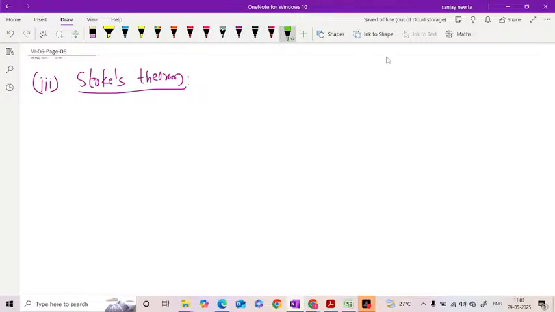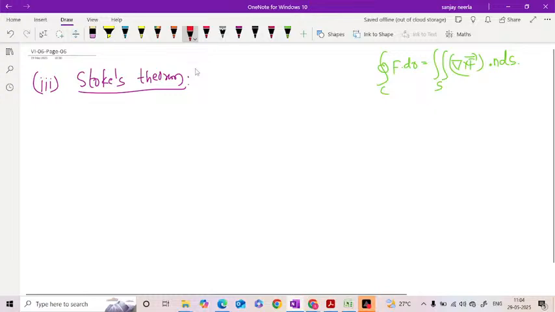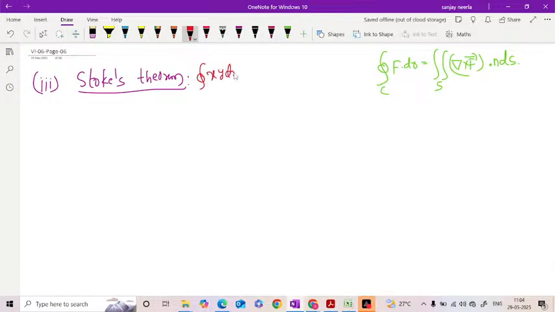Statement of the Stokes theorem: line integral of F dot dr is equal to surface integral of curl F dot n dA or dS. So this is the statement of the Stokes theorem. Now what is our question? Our question is line integral of xy dx plus xy square dy.